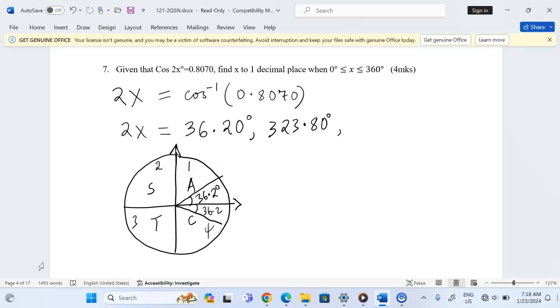This means now those are the only angles which are having a positive cosine of 0.8070. For us to get the exact value of x, or for us to get all the values which are having the same cosine, we can take another cycle whereby we add 360 to the first angle, such that we take 36.2 and we add 360. This will take us to 396.2.